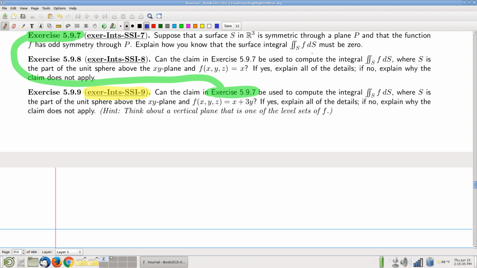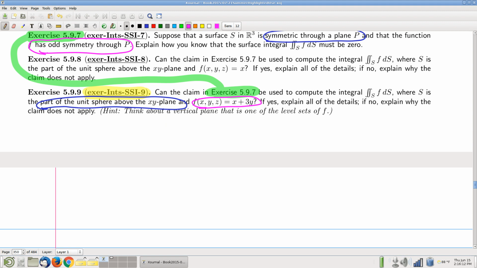Okay, well, so what we need to do is decide, does this domain satisfy the requirement? Is it symmetric through some plane? And then secondly, does that function have odd symmetry through some appropriate plane? So the big question is to figure out what is the right plane. Well, that's the first question I'll say. What is the right plane through which to try to apply this previous result? And then we have to check the two conditions.